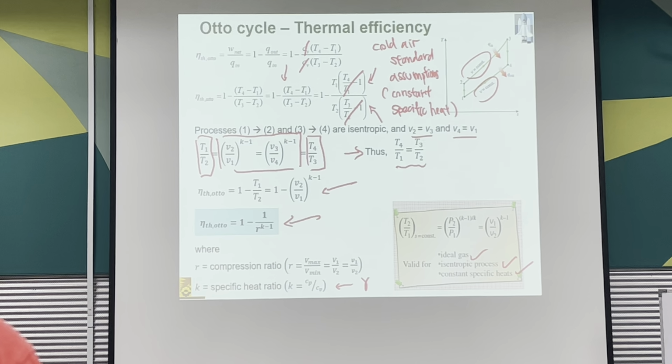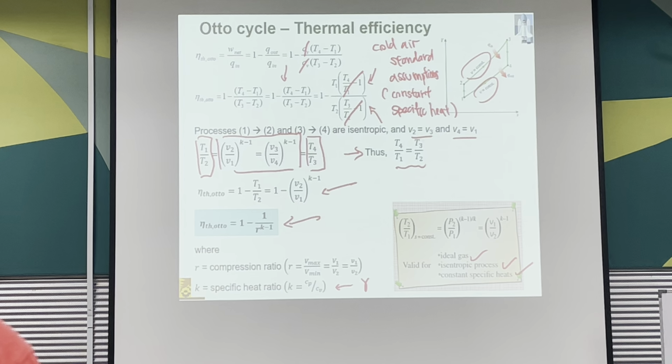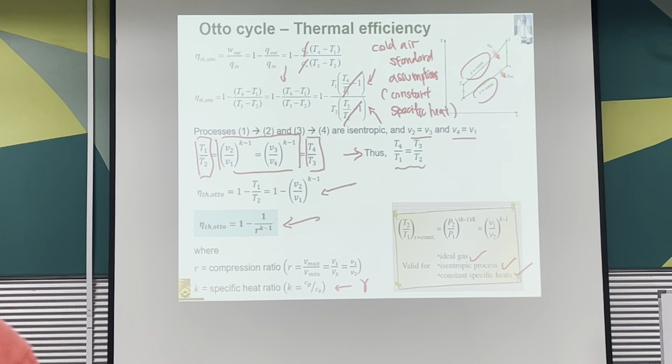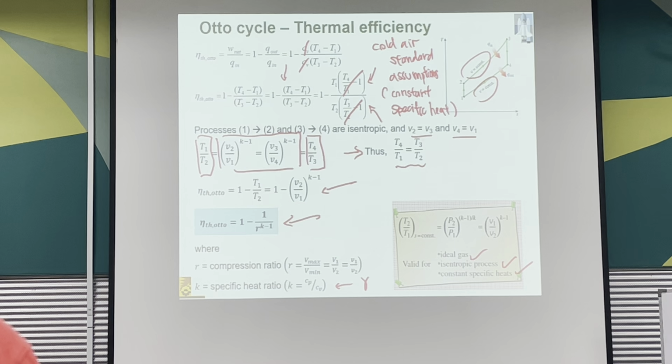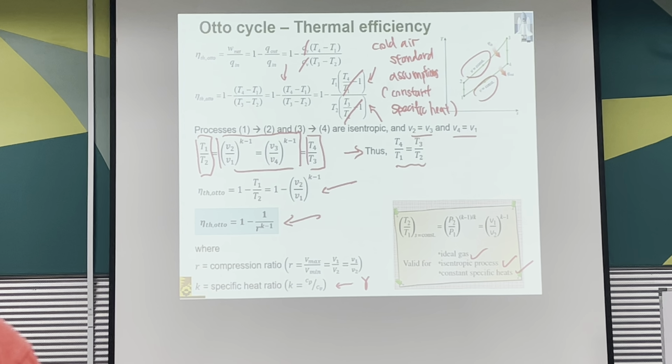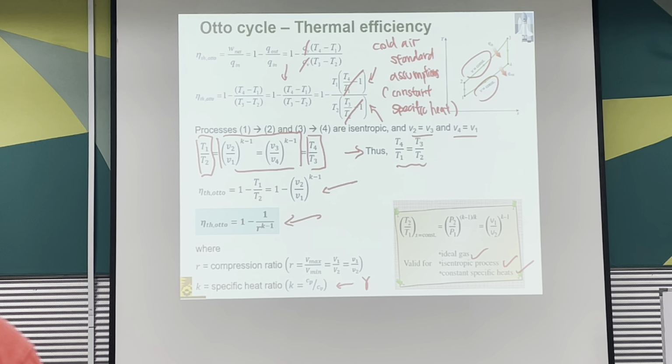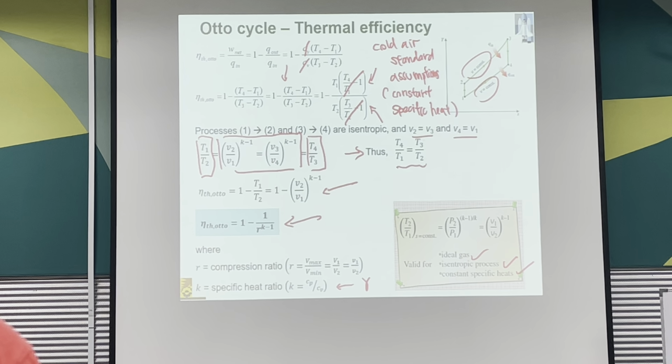Sometimes if you do not know how to find T, you don't know how to find u, you can use this equation to find out the thermal efficiency as well. Of course, it won't be full marks, but at least it will be something you can use to find the final answer. So this is more of a cross-check equation. Again, this equation is only applicable if you have a constant specific heat case and if you have a cold air standard assumption.